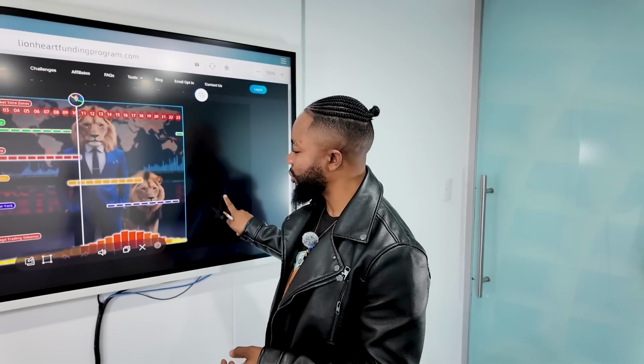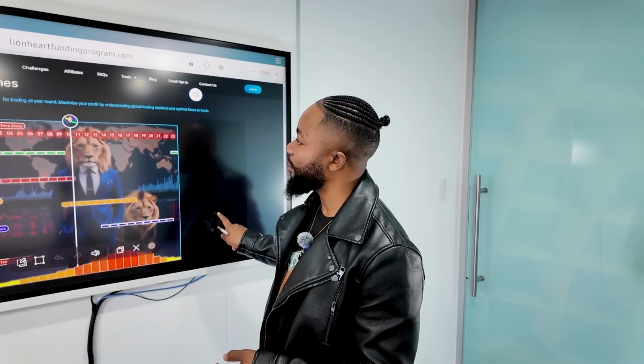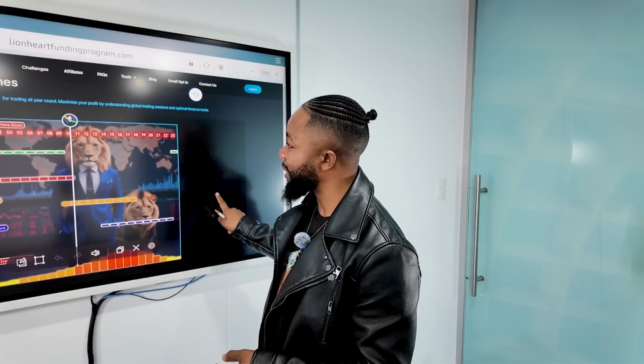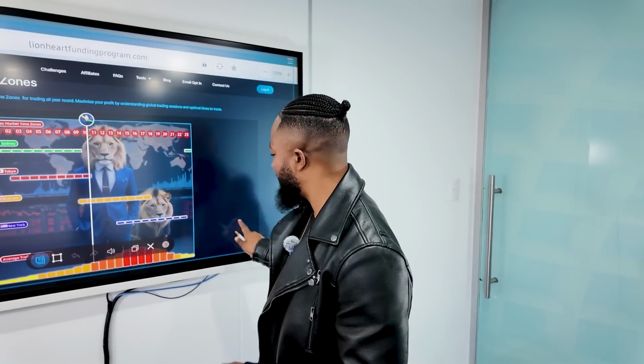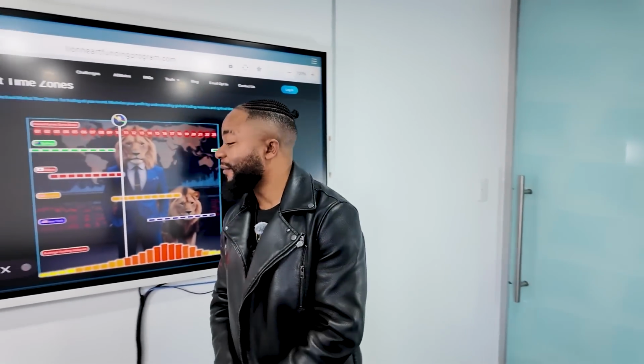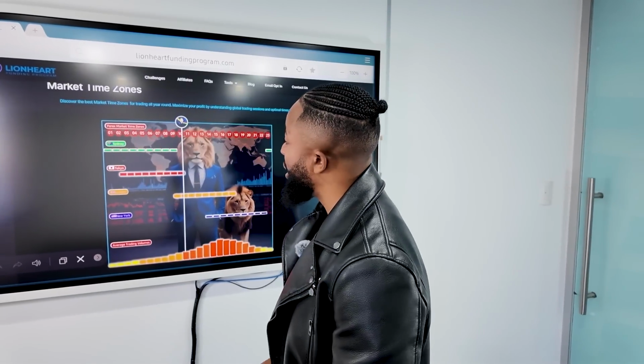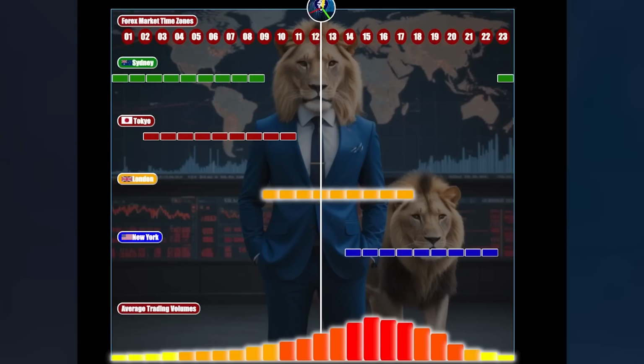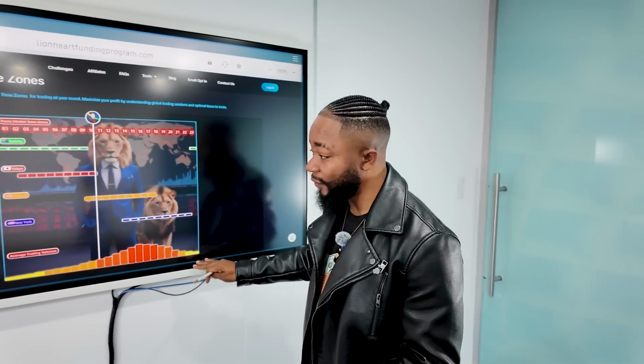And I'm just going to take time to show you guys a little bit how this market time zone actually works. Good. So if you can see here, let me just push this to the side so that we can see everything. This is the Forex market sessions, all the Forex market sessions we have in the Forex market. You can see we have the Sydney session, the Tokyo session, the London session, the New York session, and then here you can see the trading volume, all right?